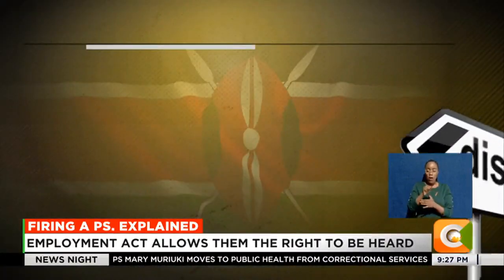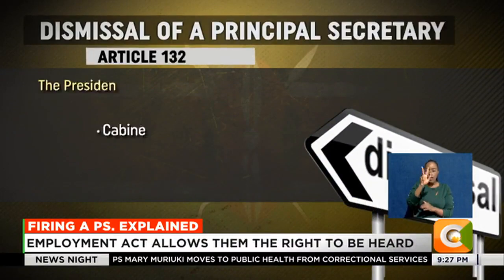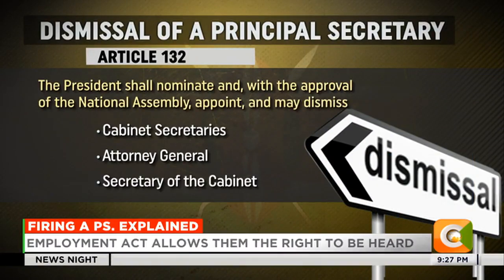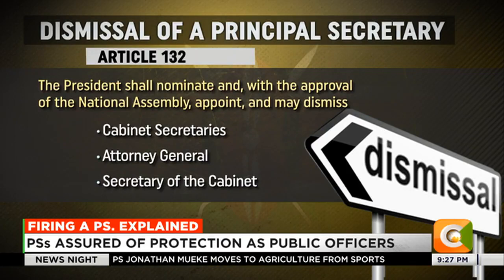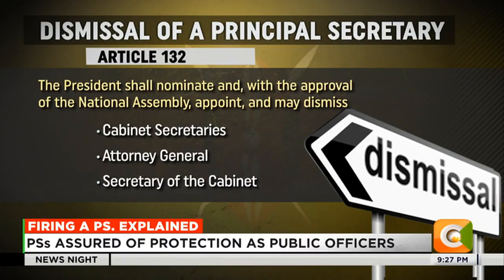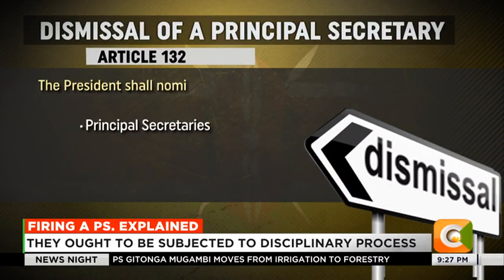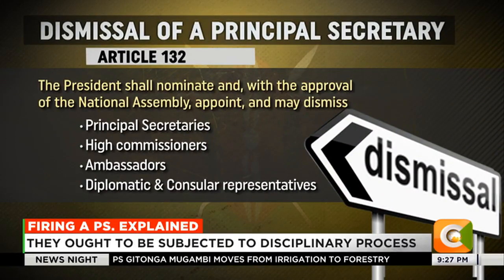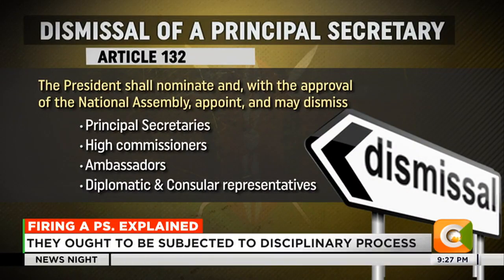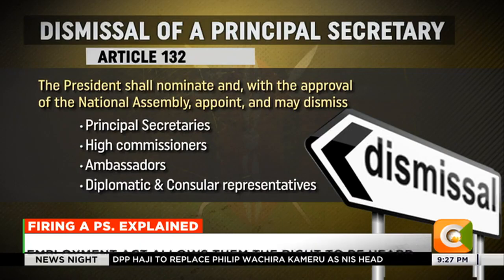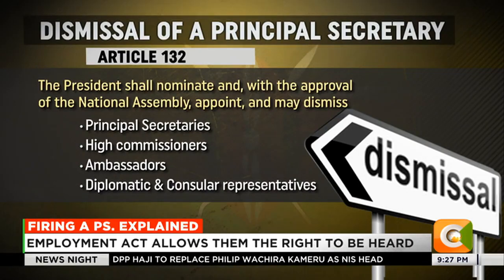Though the President under Article 132 can dismiss a Principal Secretary along with other officers, it should be done in accordance with Article 155. Incidentally, the article doesn't provide the manner of dismissal of a Principal Secretary. However, a case where former Public Service and Youth Principal Secretary Lilian Omolo sued the Government Secretary for the Public Service and Gender, as well as the Attorney General, over her dismissal, would offer some clarity on this.